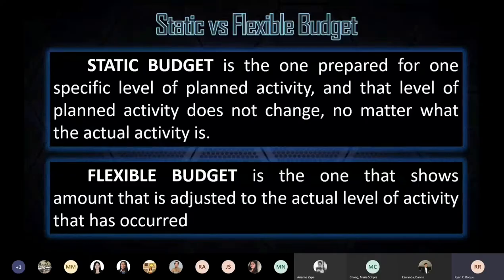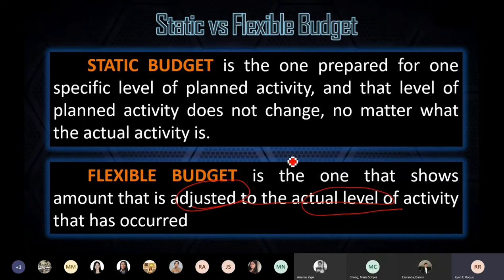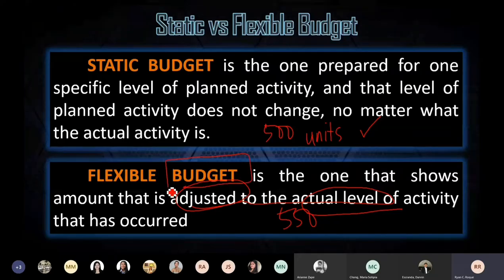Pag static budget natin, that is prepared for one specific level of planned activity. Kung ano lang talaga yung plano. Pero, ang flexible budget naman, that is being adjusted po to the actual level of activity. Ang plano mo is for 500 na units. Pero ang actual mo is for 550. Hindi pwede na yung actual mo ay i-compare mo sa 500 units. Dapat gumawa ka ng panibagong budget or flexible budget na nakaayon sa 550 units. Okay?